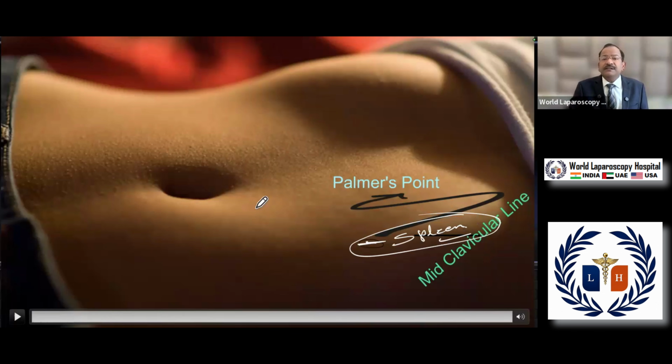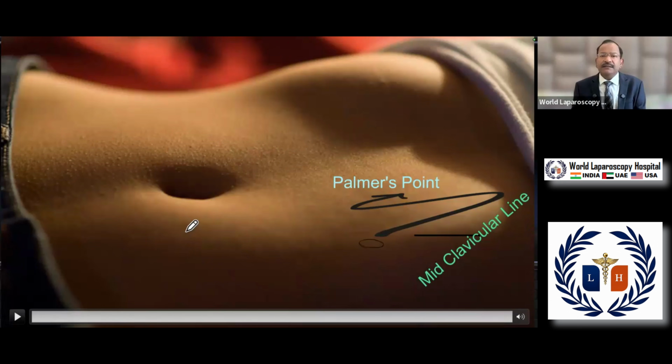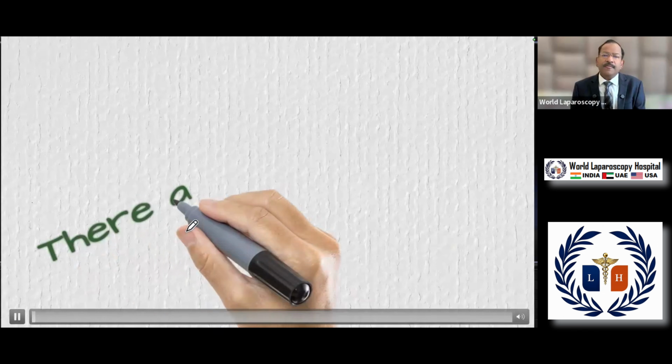So, these are the 6 sites which we have discussed. One is supraumbilical, another is infraumbilical, third is superior crease, fourth is inferior crease, fifth is transumbilical, and sixth is Palmer's point. So, these are the main points where you will access, where you will enter in cases of laparoscopy.